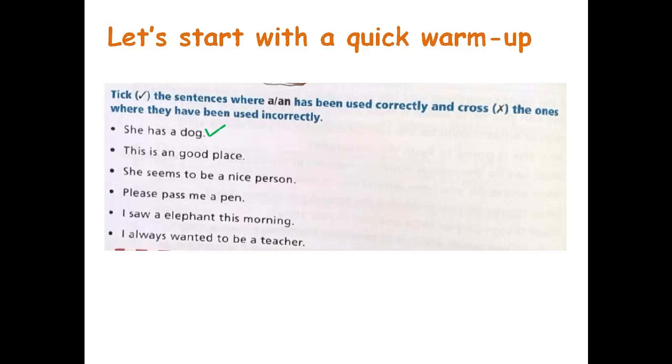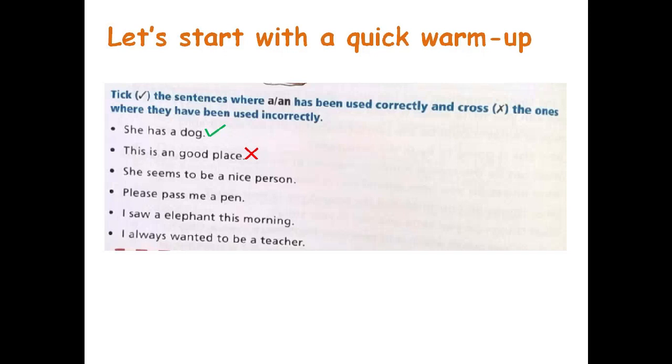Is that correct? No, it is incorrect. Because when we use an, the next word should either start with a vowel or it should start with a consonant that sounds like a vowel. Since good does not sound like a vowel, this is an incorrect sentence. Next, she seems to be a nice person.